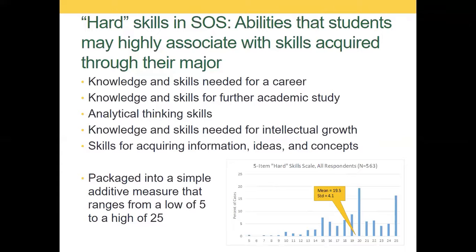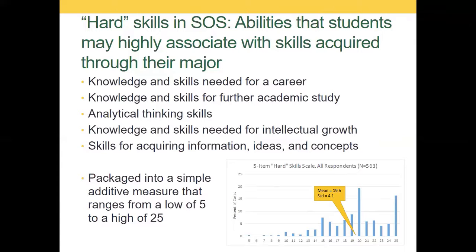So students rated, do I have the knowledge and skills needed for a career? How much has Oswego contributed to knowledge and skills required for further academic study, graduate school? Analytic thinking skills seems to be something that people think about in connection to their major. When you say, do you have good analytic skills? They think about, well, what have I learned in my major? What can I really do? What have I analyzed? Knowledge and skills needed for intellectual growth, and skills used to acquire information, ideas, and concepts.